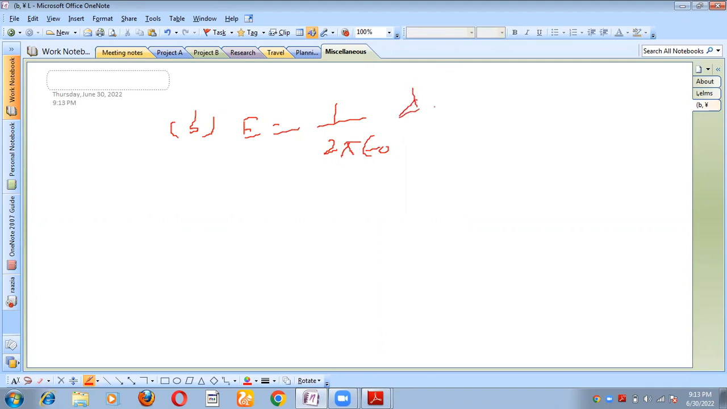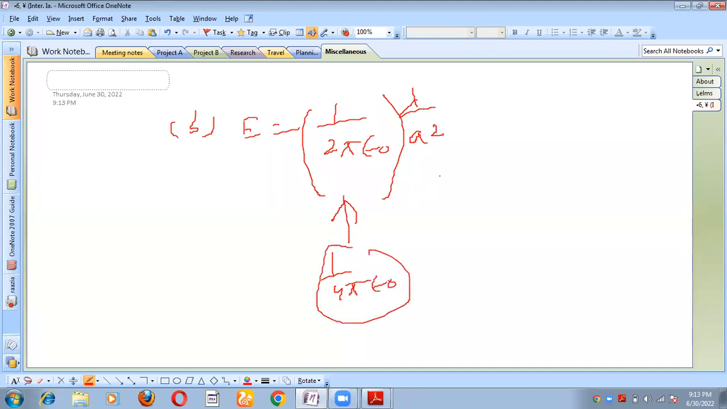1 by 2 pi epsilon naught lambda by a square. So this term has the same unit as 1 by 4 pi epsilon naught. So this term is okay. But if you see this term, what is the unit of lambda? Can anyone say what is the unit of lambda? Coulomb per meter. Correct, coulomb per meter.